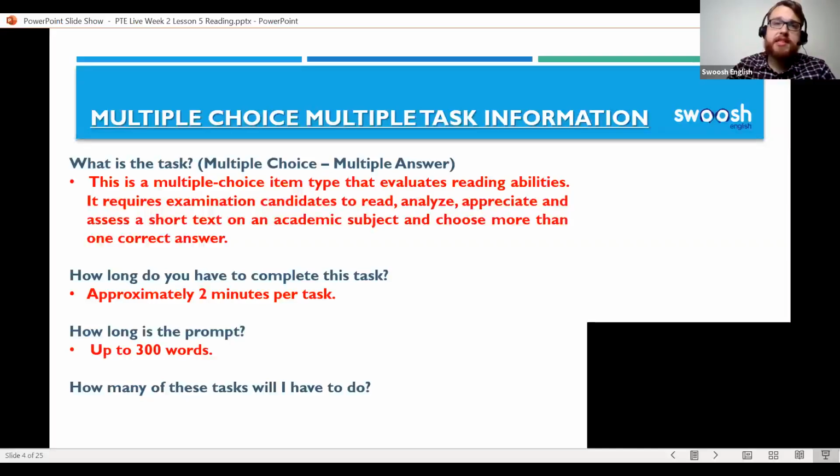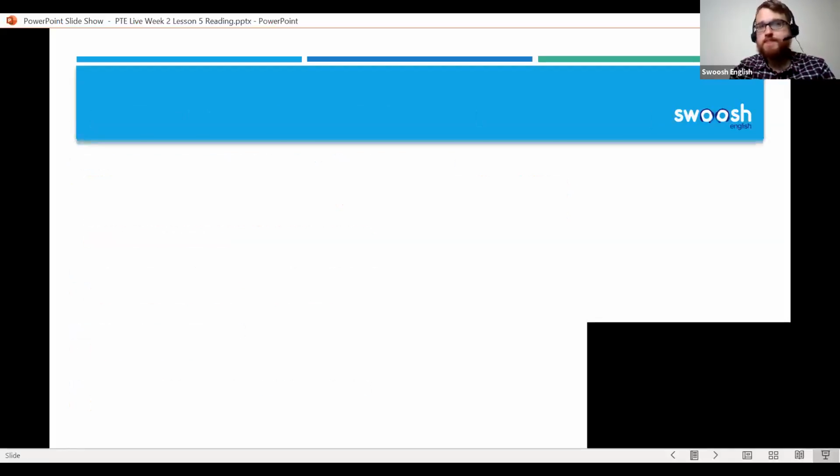Now, how many of these tasks do you have to do on the day of the examination? There will be 2 to 3 multiple choice, multiple answer prompts to do on the day of the examination. So keep all the information in mind, learn it and study it as you go along practicing these prompts today, and make sure you're familiar with that before you start the PTE exam.